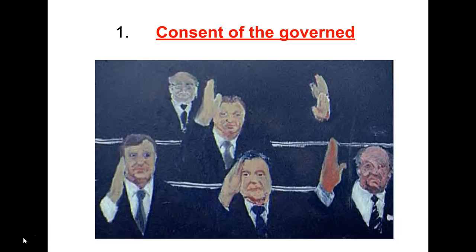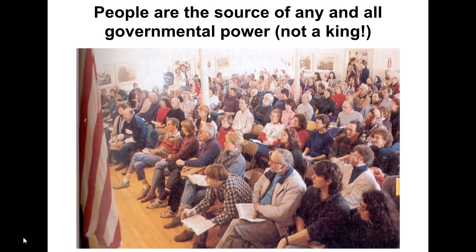So first, consent of the governed. Make sure you have your note sheet out and you're writing down these definitions. We need to do both the questions on the Ed puzzle and the questions on our note sheet. So consent of the governed means the people are the source of any and all governmental power, not a king. The power comes from the people.